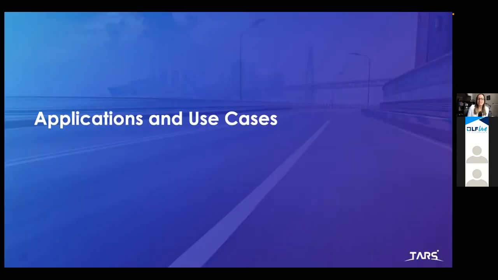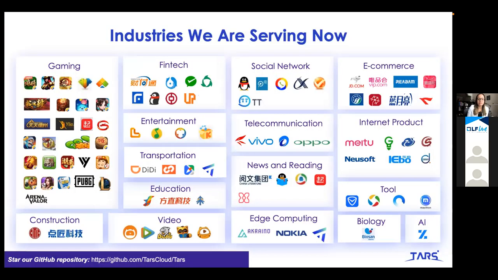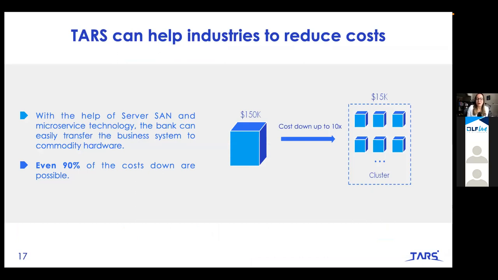So what about the applications and use cases of TARS? TARS is serving a variety of industries. As you can see here, those are all games, fintech applications, and social networks that use the TARS framework in the back end. We have been supporting many industries now for more than 10 years. We believe that TARS can help industries to reduce costs. For example, microservices can help by storing different services in different machines, on small granularity commodity hardware.